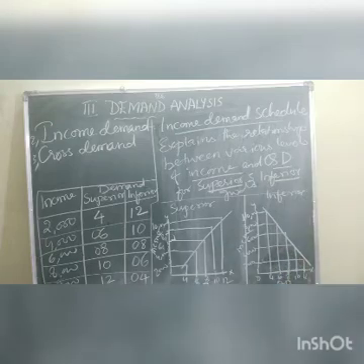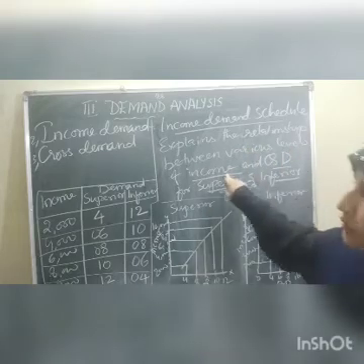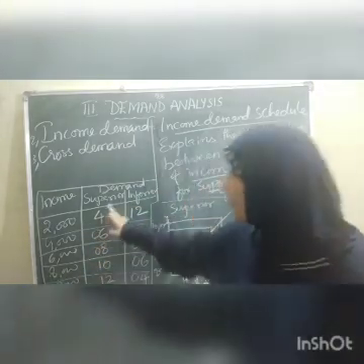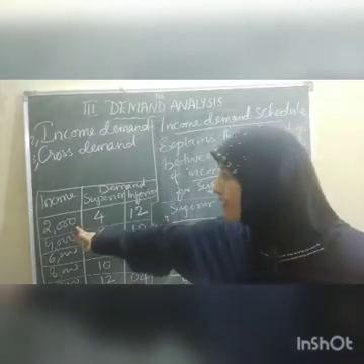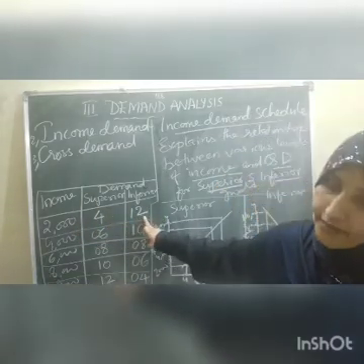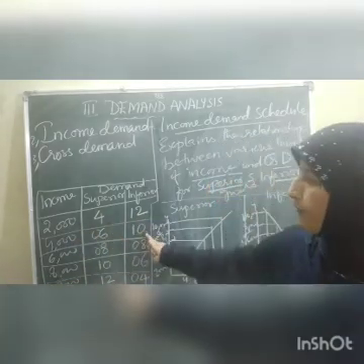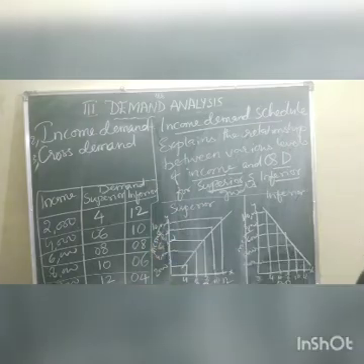So this is, children, called the income demand schedule. What do we understand? It is the relationship between different levels of income and different goods. Less income, less superior products but more inferior. When income increases, superior products increase and inferior decrease. I hope it is clear, children.